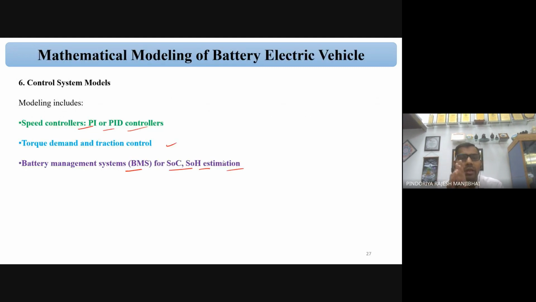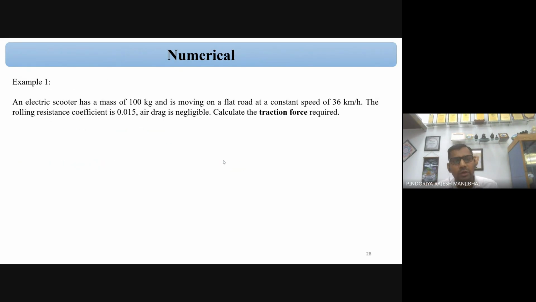Till now, any confusion, any query? Any confusion, any query for the mathematical modeling? Still, the mathematical modeling is not completed, correct? This is just starting. Any confusion, any query? Okay. So now, first example.